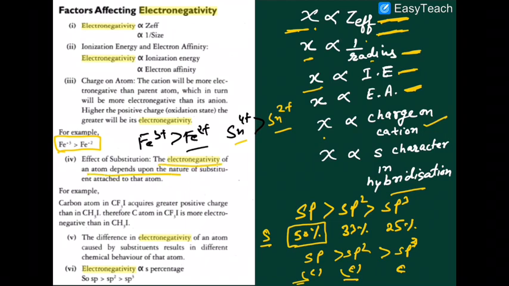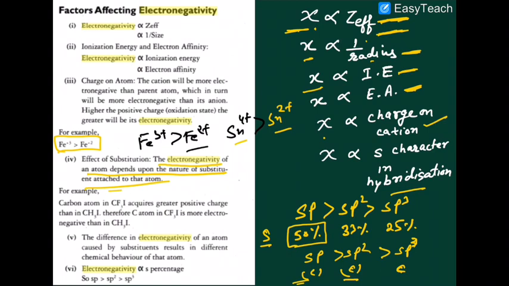Electronegativity depends upon the nature of the substituent attached. Let us suppose on carbon fluorine is attached and on carbon iodine is attached, then fluorine will pull more electrons than iodine. So these things you have to memorize. When I say charge, it should be called positive charge. Why? Anions show less electronegativity because anions are already rich in electrons, so they will repel the approaching electrons. So electronegativity is more effective in cations and less effective in anions.